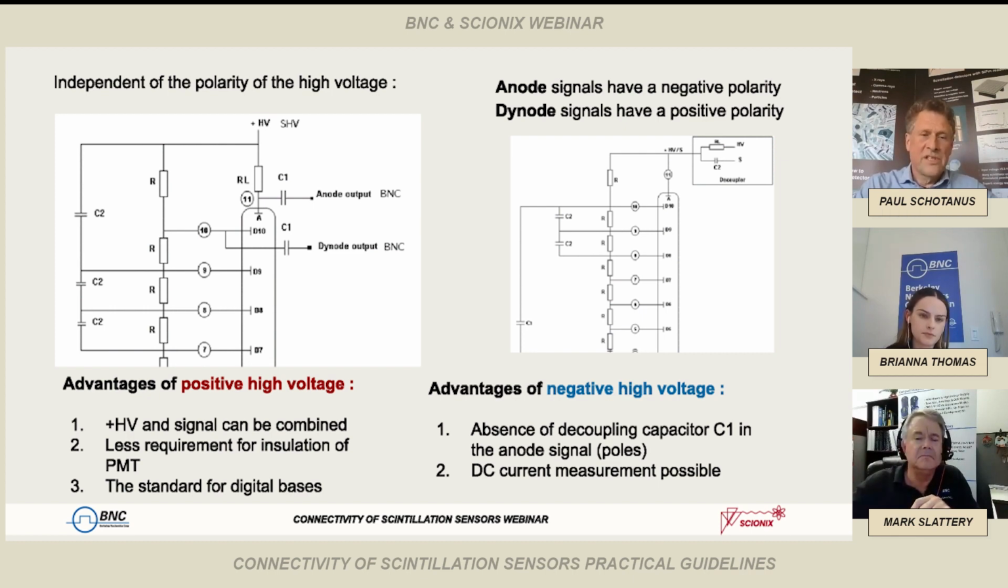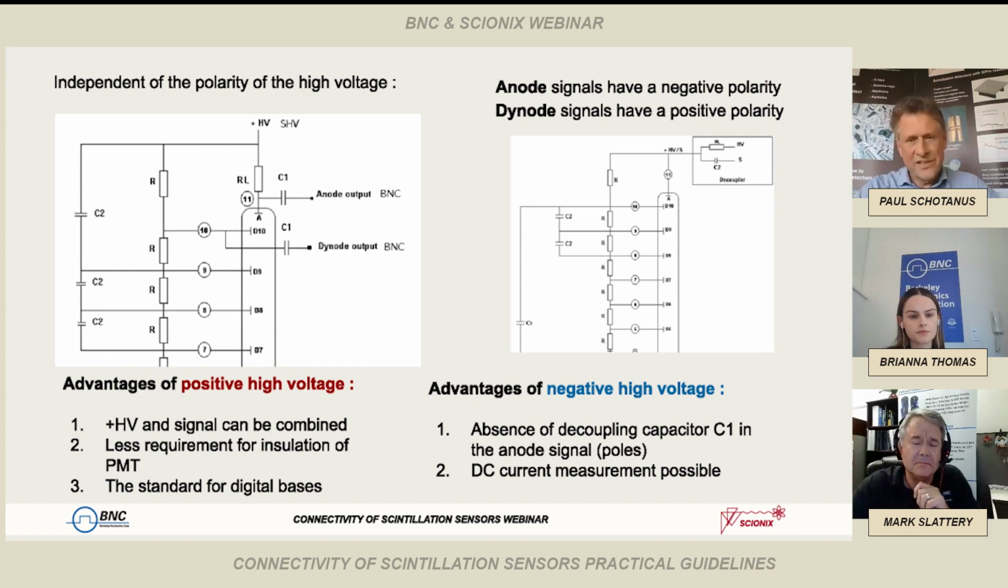With positive high voltage, there is a less stringent requirement for insulation of the photomultiplier tube, because the cathode is on the inside of the glass of the PMT, and the cathode is therefore at the same potential as the glass. When we have negative high voltage, the cathode is negative, and we have to insulate the glass very carefully from the rest of the detector. Positive high voltage is the most standard way to operate a scintillation sensor, a photomultiplier tube sensor, and that is the standard for most digital bases.